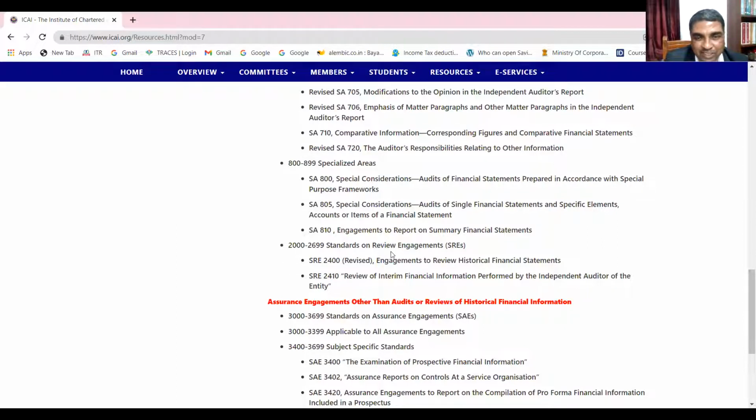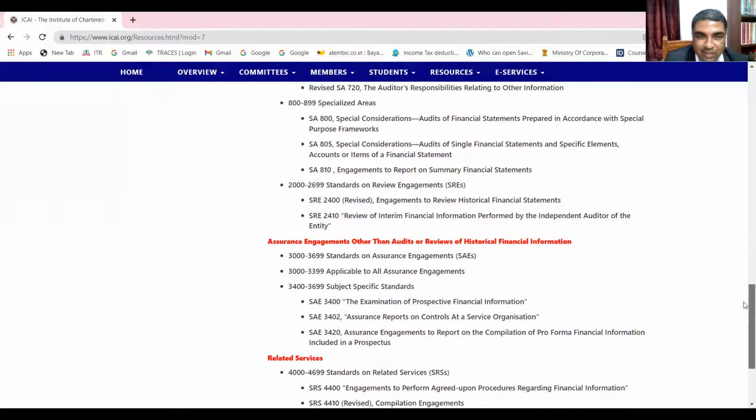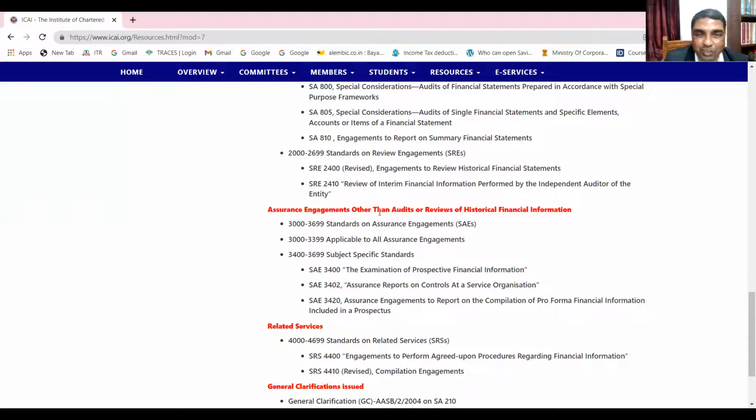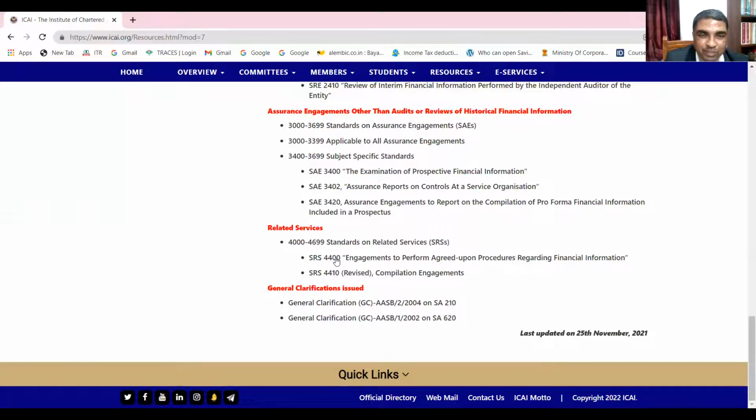The 2000 series standards talk about review engagements, which are not exactly audit engagements. The 3000 series talks about engagements other than audit or review, like assurance engagements. The 4000 series talks about standards on related services, like agreed-upon procedures and compilation engagements. Apart from standards, there are GCs, general clarifications, also issued here. GC1 is a clarification for SA 210, and another is a clarification for SA 620.